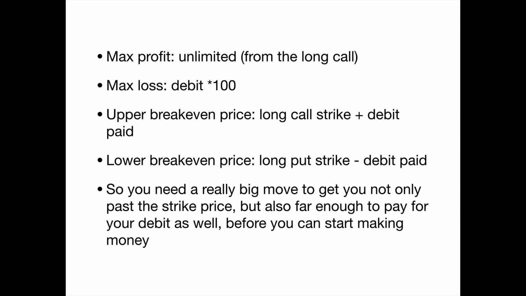And similar to the long straddle, the maximum loss for a long strangle is just going to be that debit again times 100, the 100 share multiplier. Upper break-even price is just going to be the long call strike price plus the debit paid. Lower break-even price is the long put strike minus the debit paid. We'll do an example of this so it'll make more sense. And so what we see here is you need a really big move to get you not only past that strike price, but also far enough where you pay for that debit as well before you can start making money.